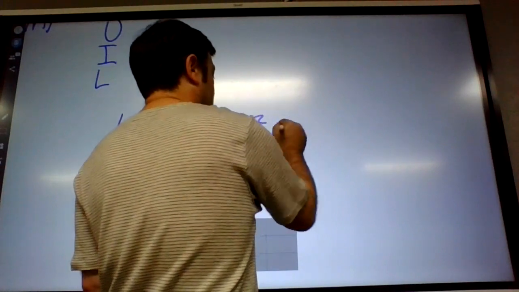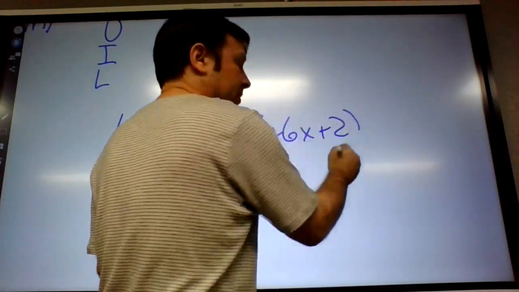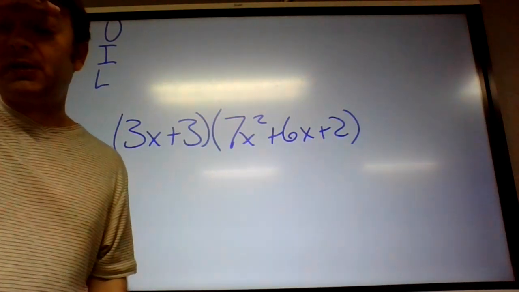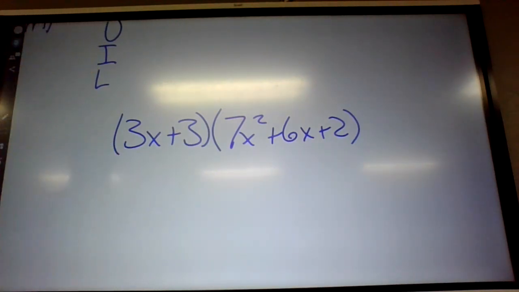Alright, so number 15 is also a FOIL problem, right? So just do that on 15. 17 is not a FOIL problem. What's different about 17?